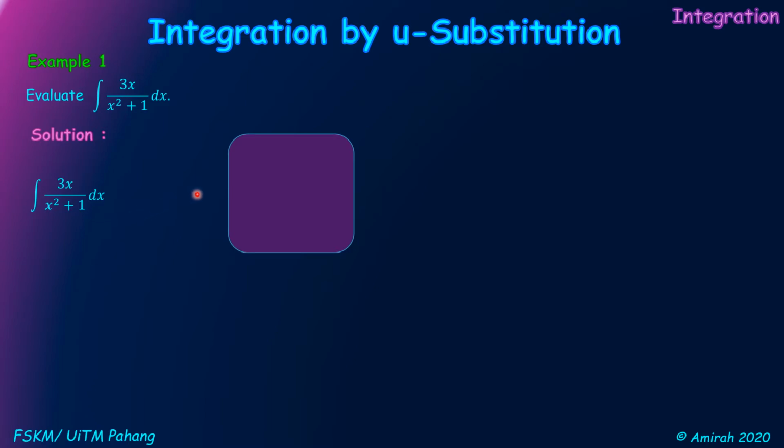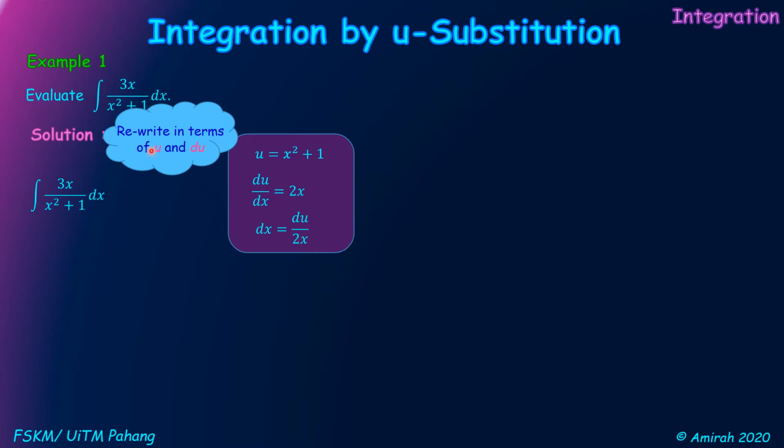Alright, when we use U substitution, we need to choose the correct U. Okay, in this case, our U equals x squared plus 1, because when we differentiate U with respect to x, we have du over dx equals 2x. Okay, then we need to write dx as the subject. So we have dx equals du over 2x.